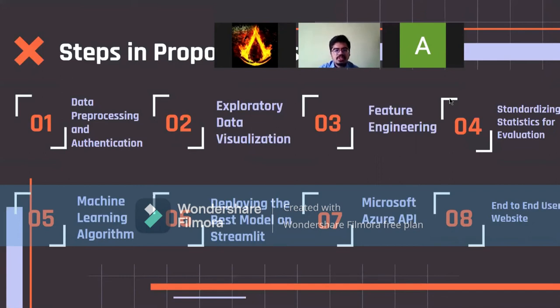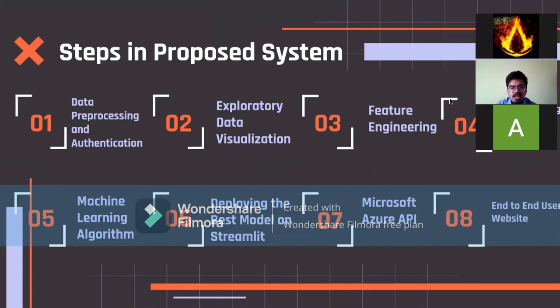So the next step is standardizing statistics for evaluation. So as to give a complete evaluation of our ML algorithms, we have standardized 5 statistics for evaluation, and they are as follows: precision, recall, accuracy, kappa coefficient, and Gini coefficient. The first 3 are given by the classification report, and the other 2 are found by random accuracy and decision tree classifier. So the fifth step is implementation of ML algorithms.